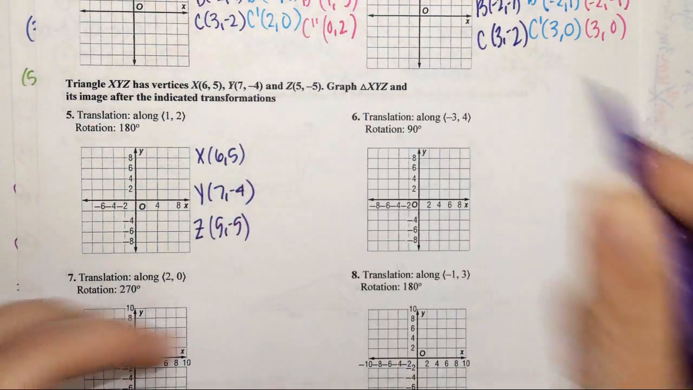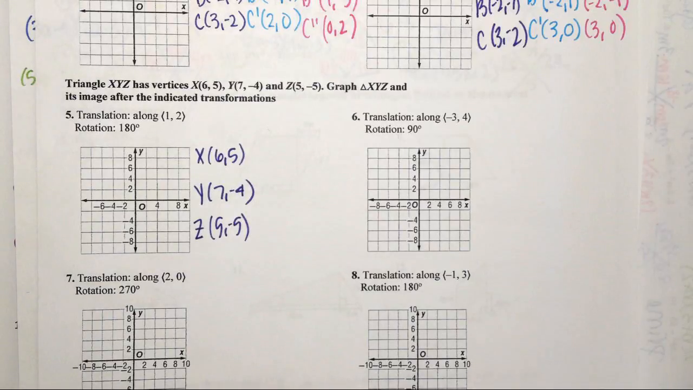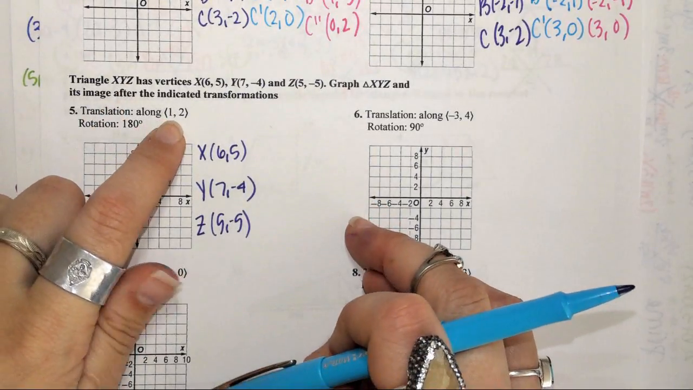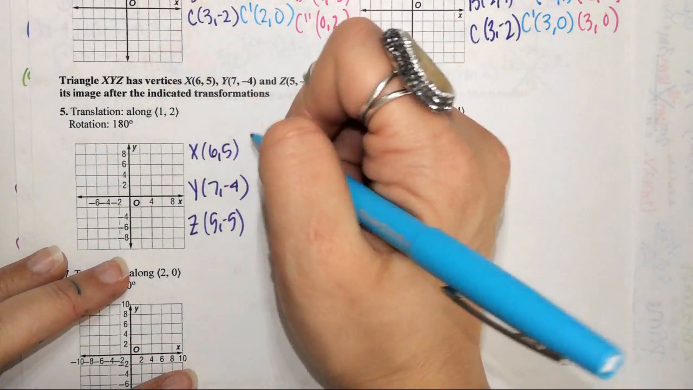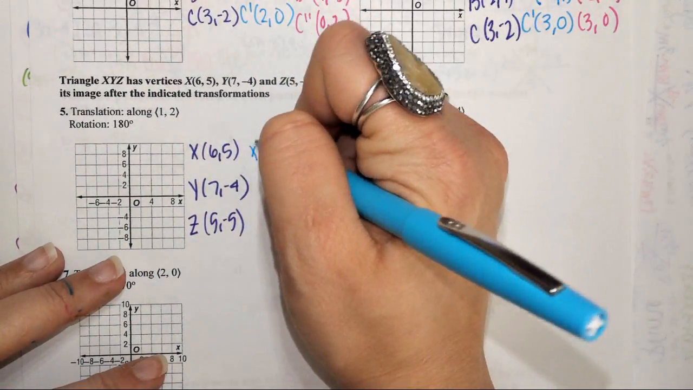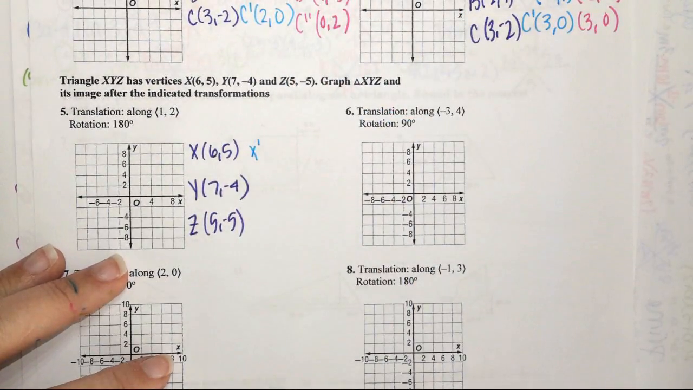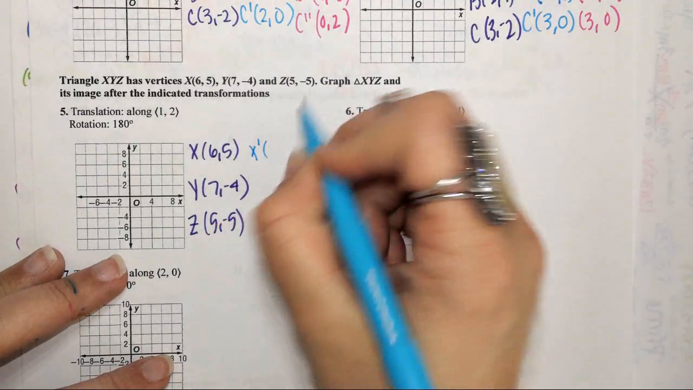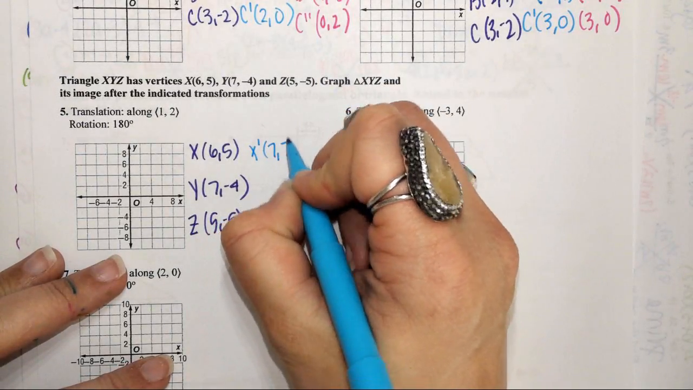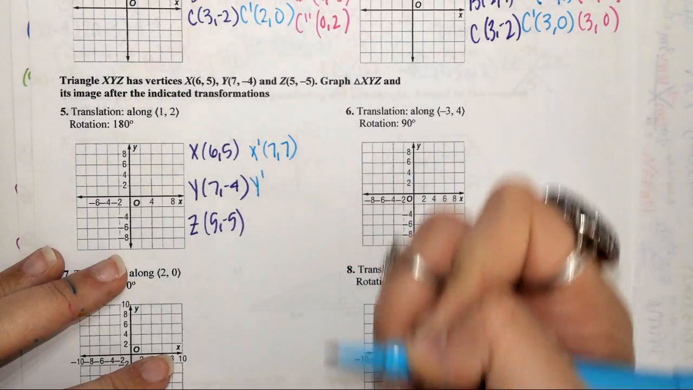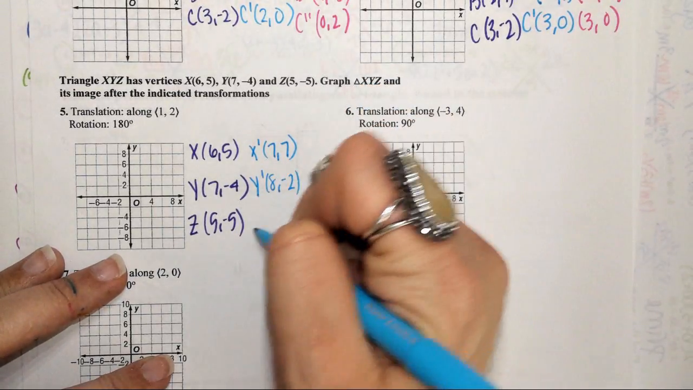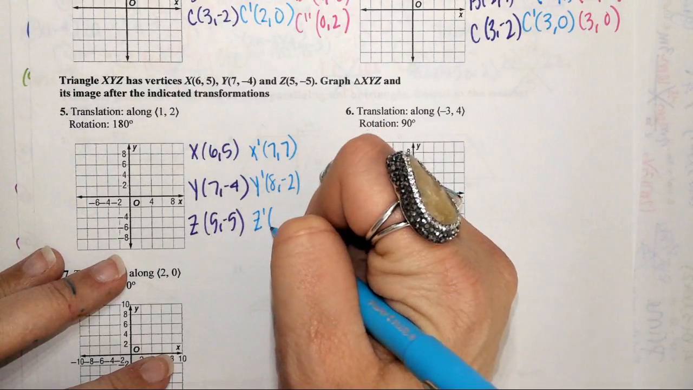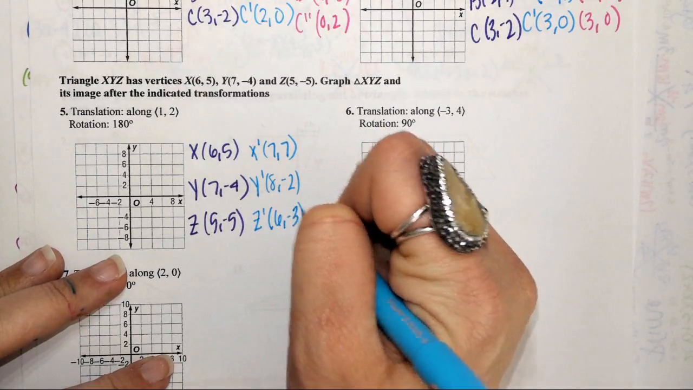Y is 7, -4. Z is 5, -5. Now I'm translating it along 1, 2. So I'm still doing the same thing. I'm adding 1 to my X. I'm adding 2 to my Y. So what is X prime going to become? 7, 7. Good. What is Y prime going to become? And Z prime? Good. Take a point.